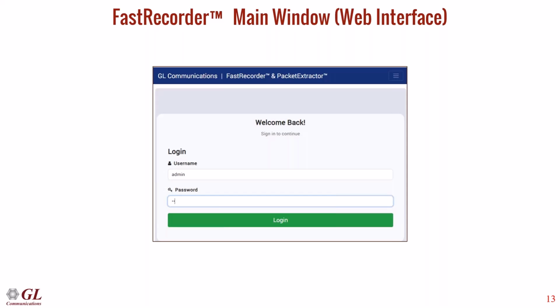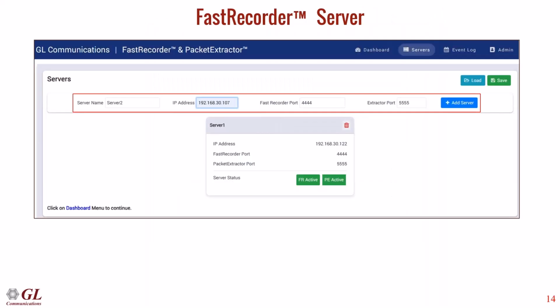So the first time you log in, you'll see this login screen. We can configure users. Multiple users can access the system at the same time. In this case, we're showing an admin user and the password. Okay, so once we're into the web interface, here we have a server setup tab.